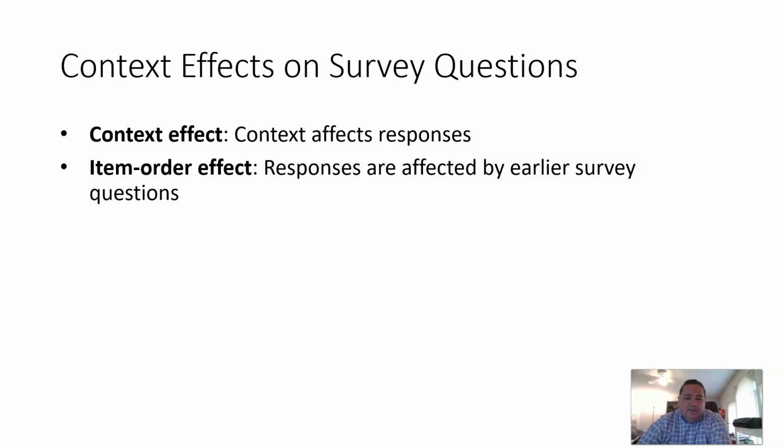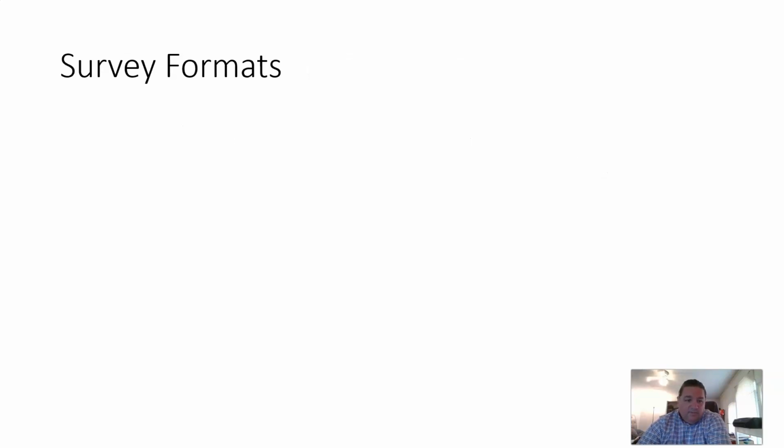So the context effects on survey questions. Context affects responses. Item order effect is when the responses are affected by earlier survey questions. So when you have a question that answers a later question, it's important to understand that they're more likely to get it right. Or if it contains half of it, maybe they're more likely to get it right.